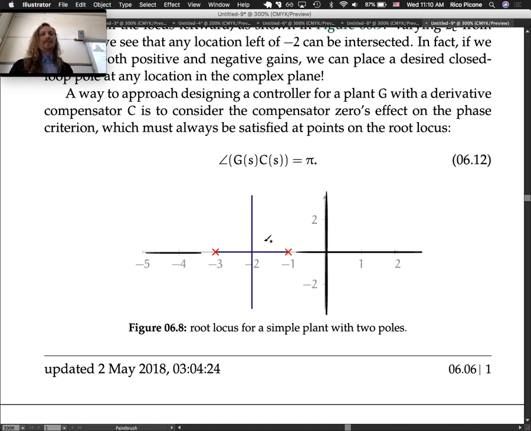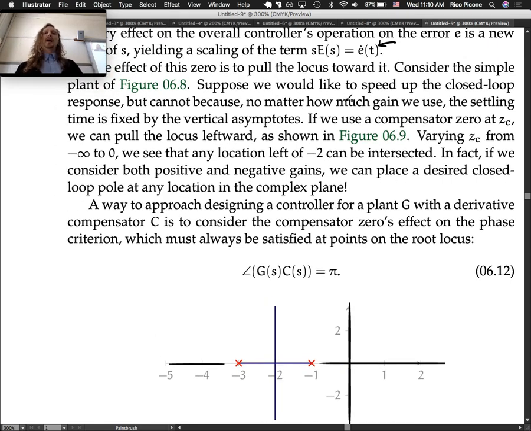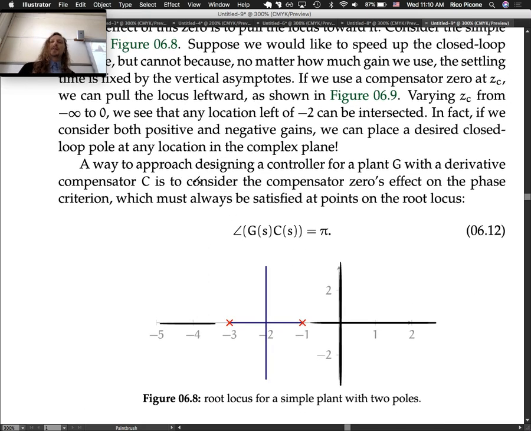So this is our root locus in blue. And say we desire to have a closed loop pole that made it so that the speed was faster. So say we want to speed up the closed loop response, but cannot because no matter how much gain we use, the settling time is fixed by the vertical asymptotes.